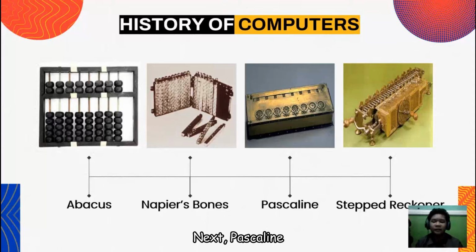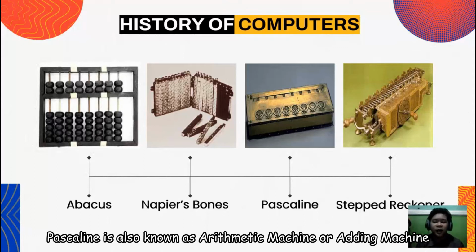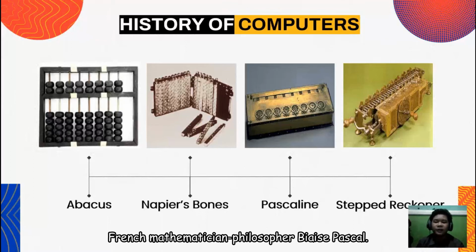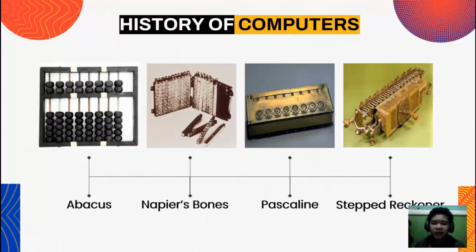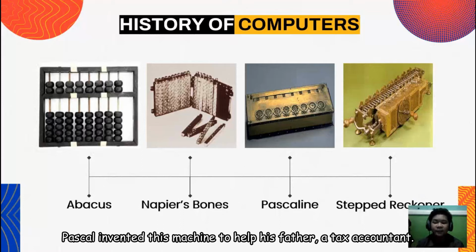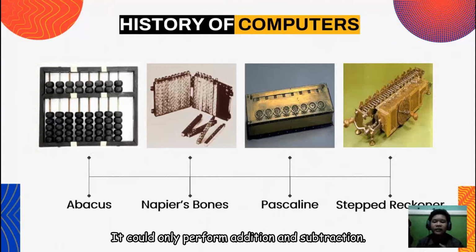Next, Pascaline. Pascaline is also known as the arithmetic machine or adding machine. It was invented between 1642 and 1644 by the French mathematician and philosopher Blaise Pascal. It is believed that it was the first mechanical and automatic calculator. Pascal invented this machine to help his father, a tax accountant. It could only perform addition and subtraction.